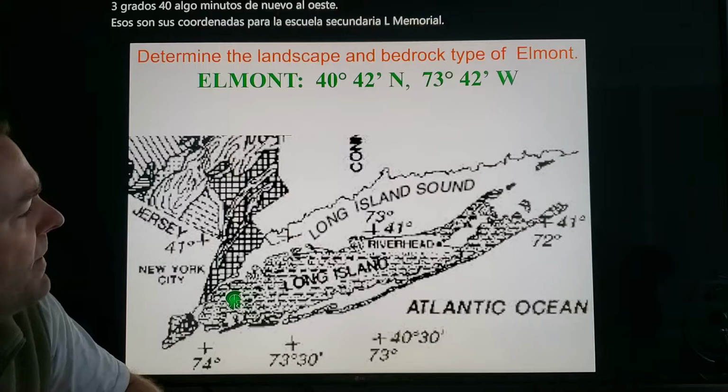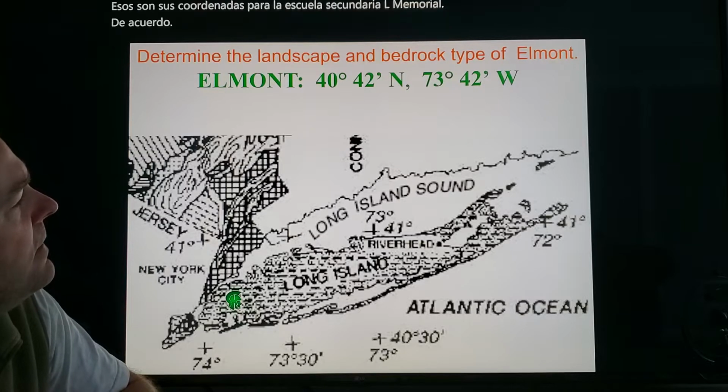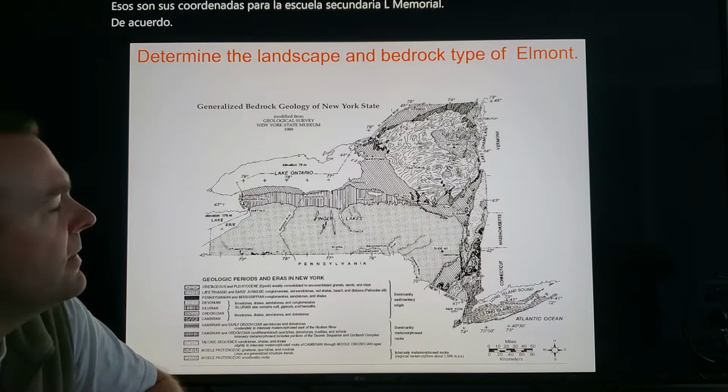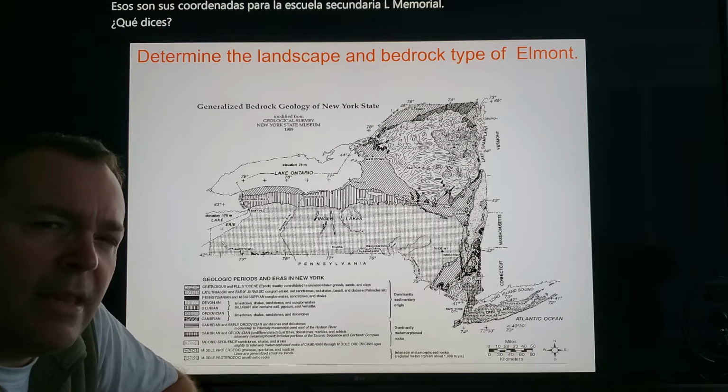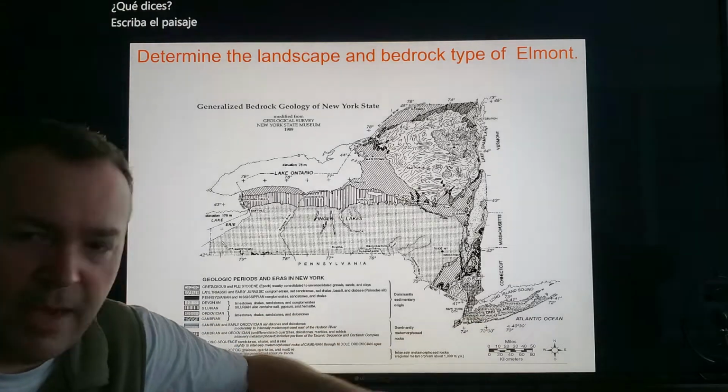Okay, but what about the other pieces to that? What about the bedrock type, the age, the landscape? How do you get all that? Well, once again, head on down to Elmont.